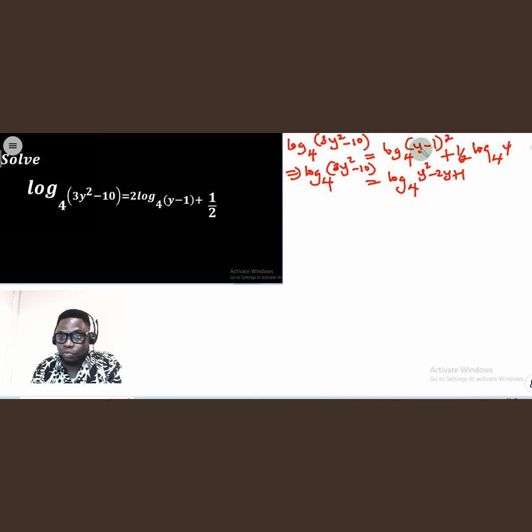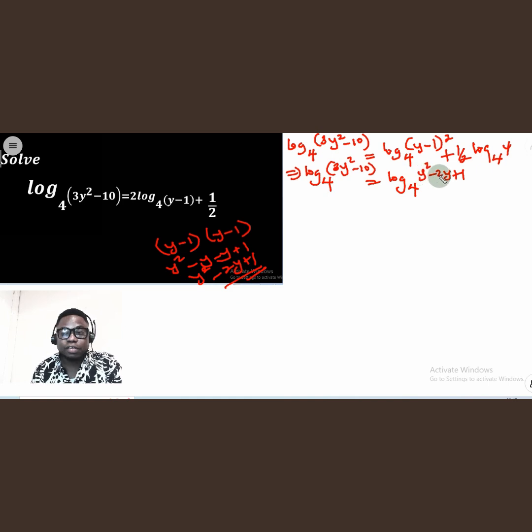So remember that y minus 1 all squared is the same thing as y minus 1 times y minus 1. So when you multiply this, it's going to give you this. y times y is y squared. y times minus 1 is minus y. Minus 1 times y is minus y. Minus times minus is plus. 1 times 1 is 1. So this is the same thing as y squared minus y, minus y gives minus 2y, plus 1. So this is y squared minus 2y plus 1.